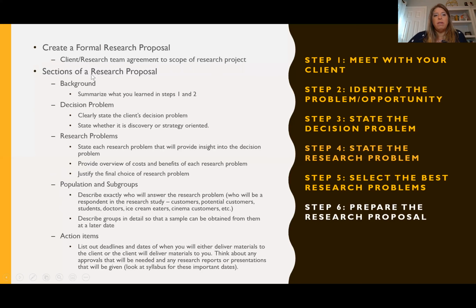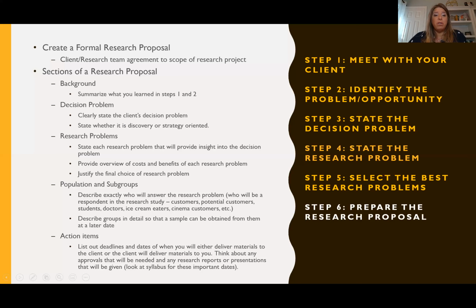So you have several sections of a research proposal, and it's usually about 1 to 2 pages, but you summarize the background and you summarize what you learned from your client. You clearly state the client's decision problem, and you want to clarify whether it's discovery or strategy oriented. And this is as much for you as it is for them. But it really articulates to them, are we bringing to the table information so that you can make strategies, or are we testing the strategies for you? So it clarifies that when you tell them whether it's discovery or strategy.